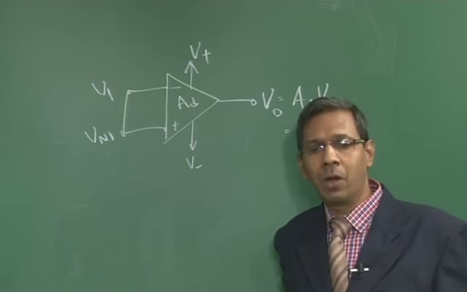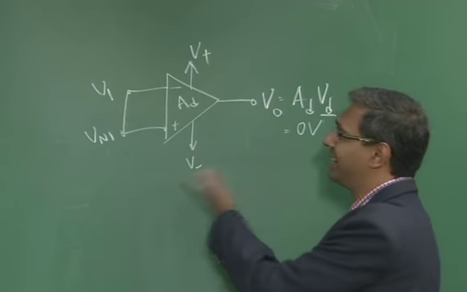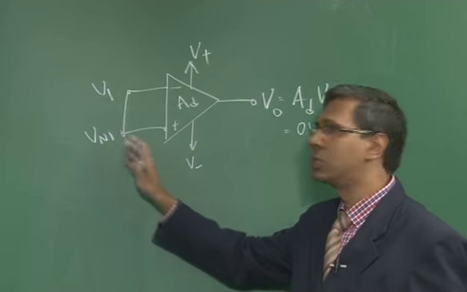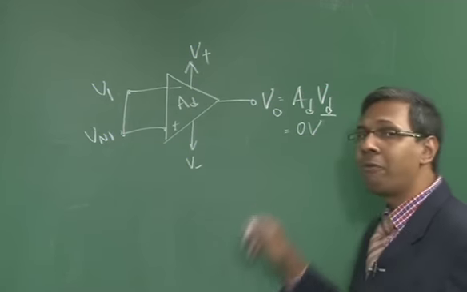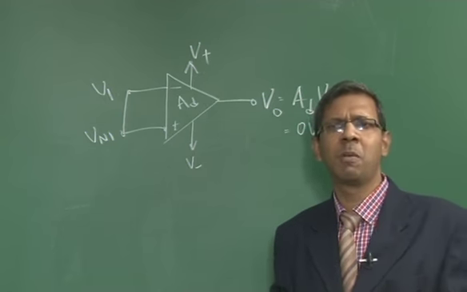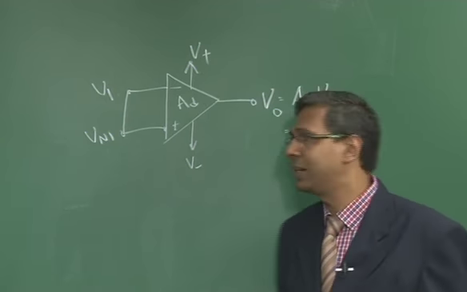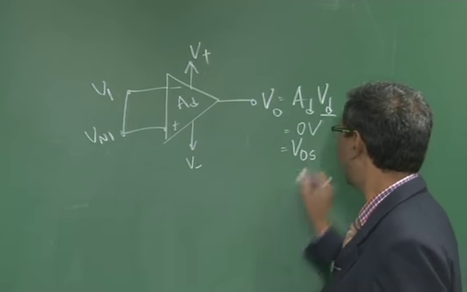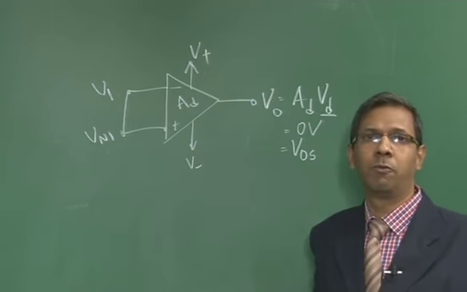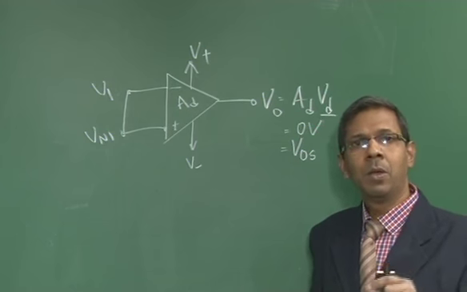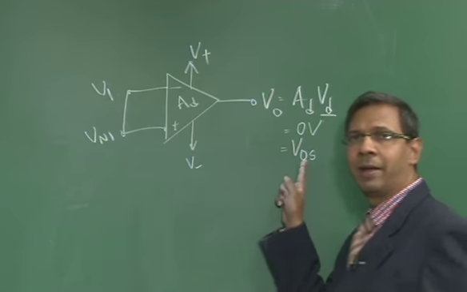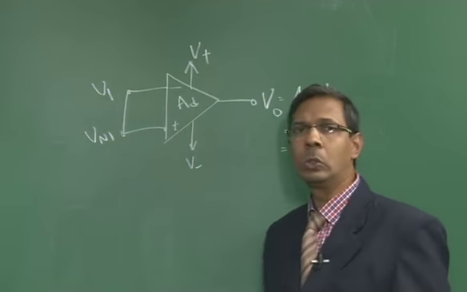But in real world or in a practical op amp, this does not happen. Even when you short the two inputs, you are going to have a finite voltage. It could be millivolts, it could be microvolts or whatever it is, but it is going to have a small voltage which we call as output offset voltage, VOS. So what is VOS then? The output that you are going to get when you short the two input terminals.